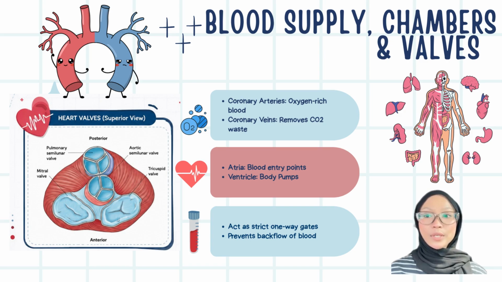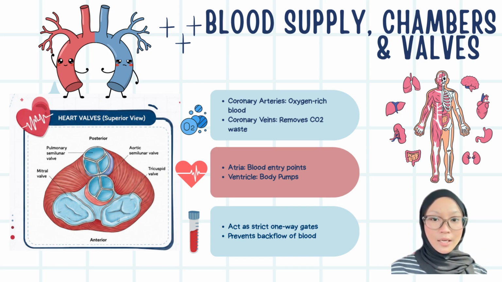Now, let's look at the left side of the heart. We find the mitral valve, which is situated between the left atrium and left ventricle and has 2 cusps. Finally, the aortic semilunar valve is positioned between the left ventricle and the aorta, and it controls the blood leaving the heart to satisfy the body's systemic needs.